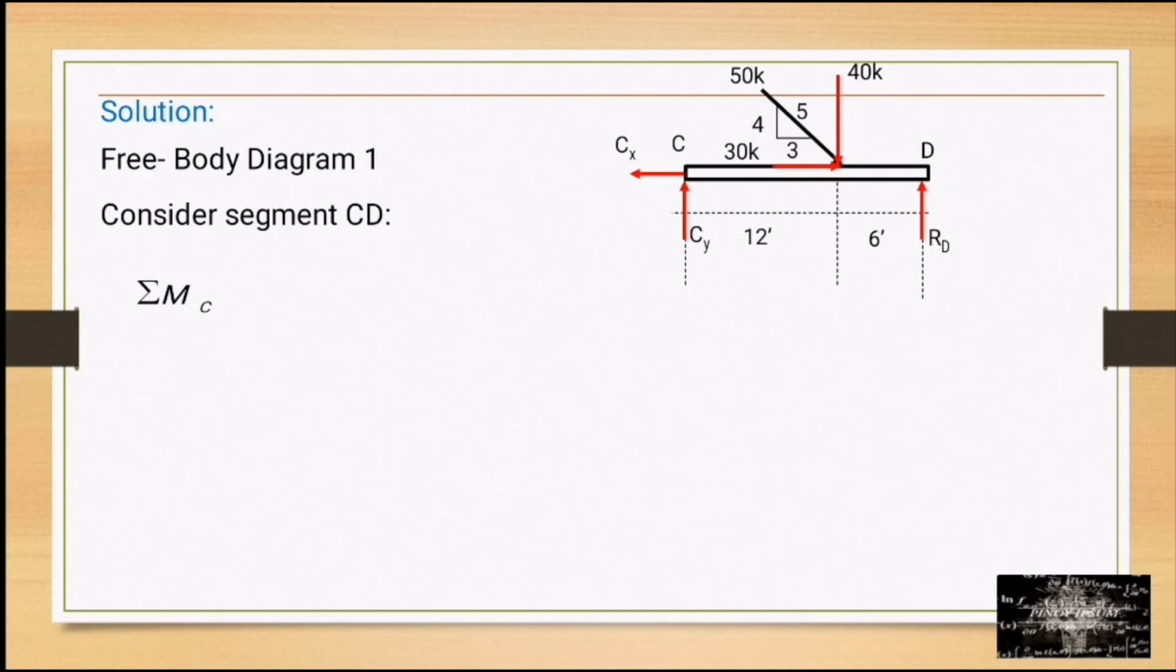Now, using summation of moment at point C, masosolve natin yung reaction sa D, no? Or RD. So, summation of moment at point C is equal to 0, considering counterclockwise is positive. So, RD multiply by 18 feet, yung moment arm from point C, minus 40 times 12 is equal to 0. So, ang RD is equal to 26.667 kips. So, this is upward.